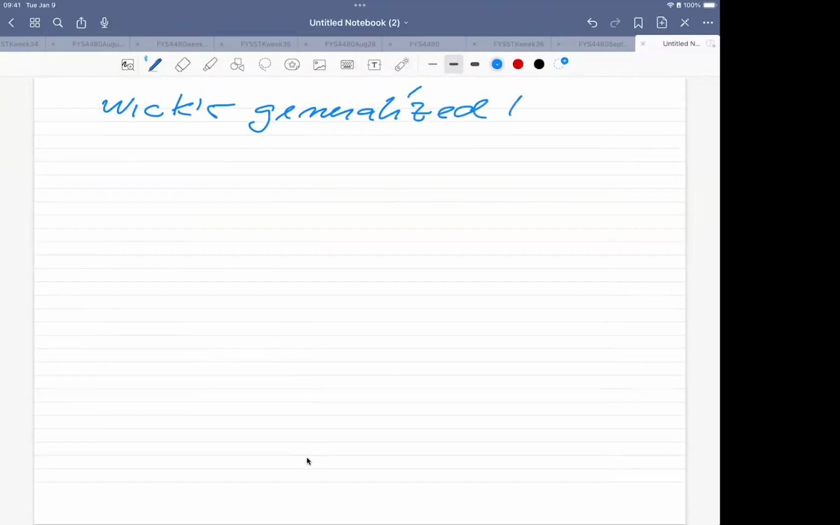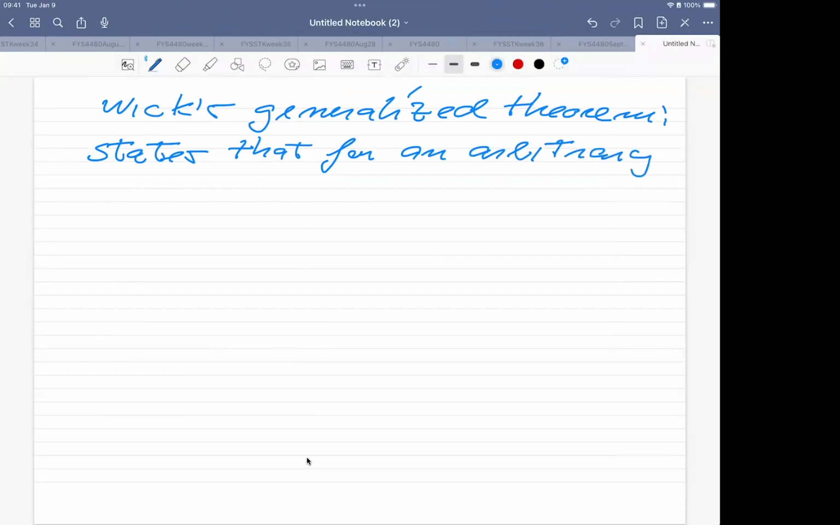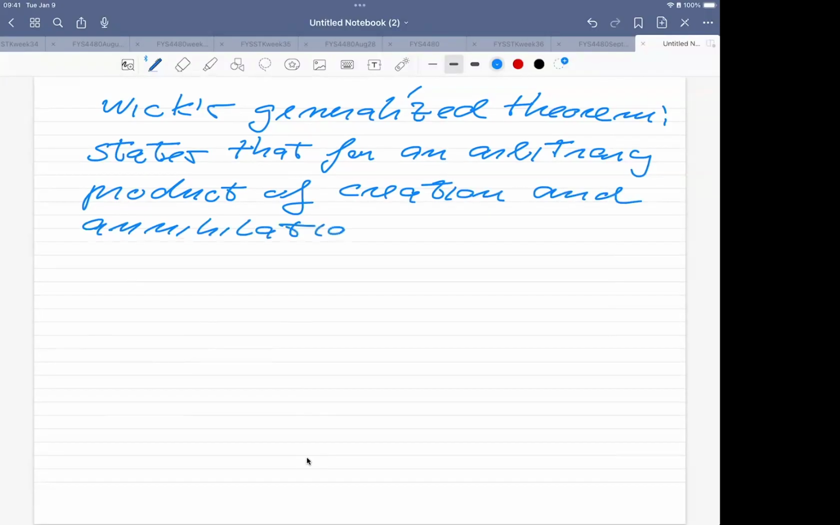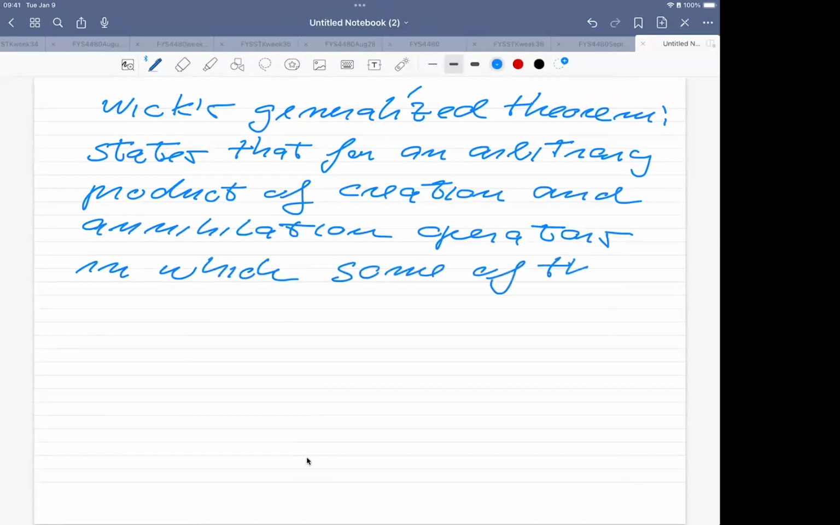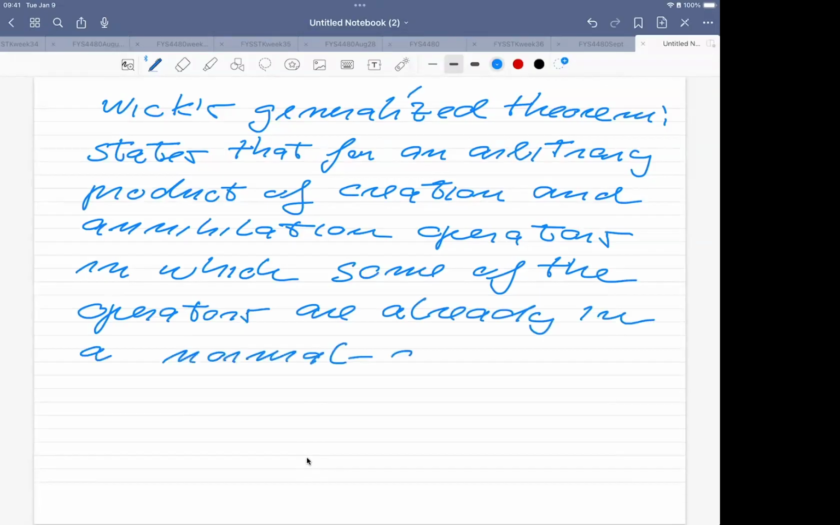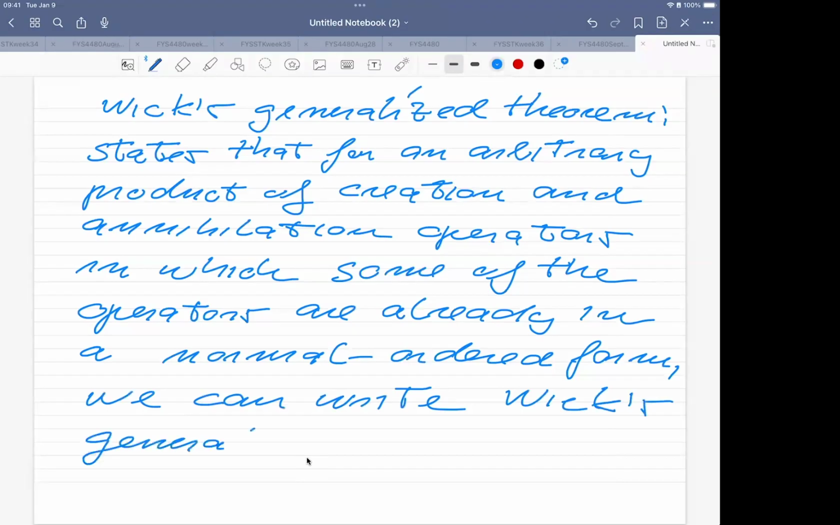Generalized. It states that an arbitrary product of creation and annihilation operators, in which some of the operators are already in a normal ordered form, is given by the following set of contractions. Then we can rewrite Wick's generalized theorem as, and now let's just write it down here.